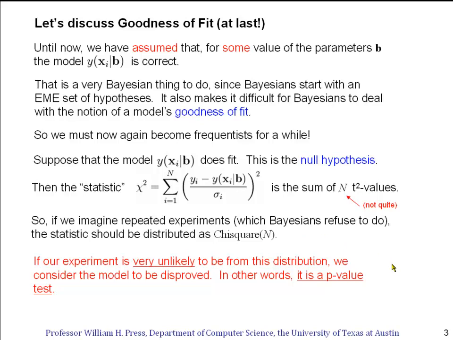In other words, if our experiment is very unlikely to be from this distribution, then we can consider the model as being disproved. So chi-squared is not just a way of fitting for the parameters, it's also a statistic that lets us decide by a p-value test whether the model fits at all.